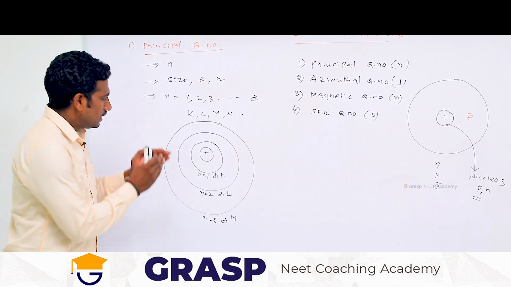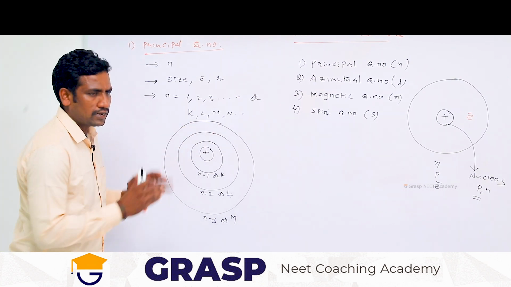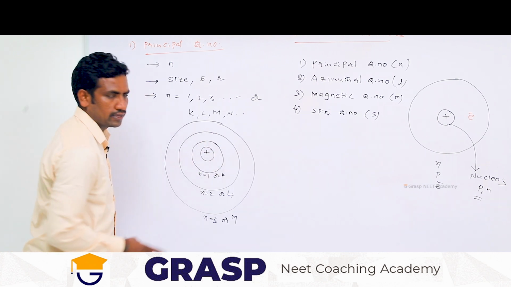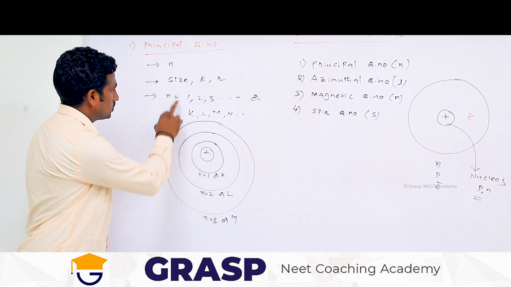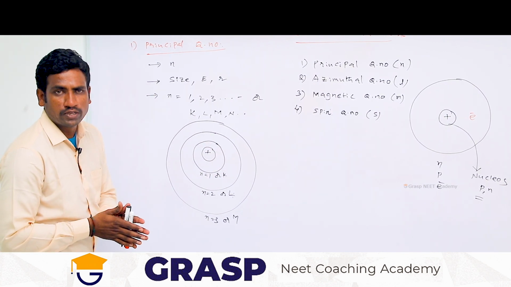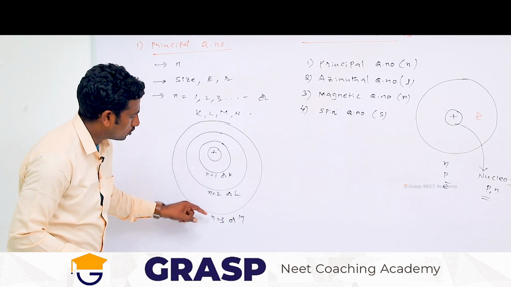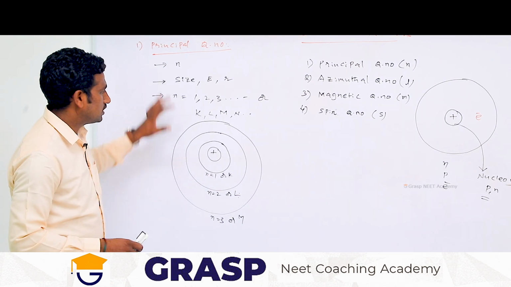So here it is dividing the orbit levels. It is the main orbit, the main shell. First, n is equal to 1 means what? The main shell. Then the second shell, second orbit, third orbit. Like this it is giving the information.